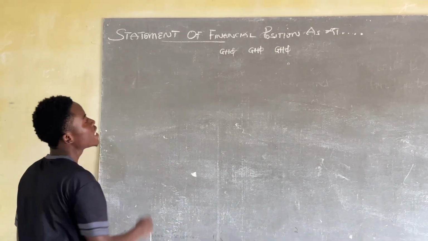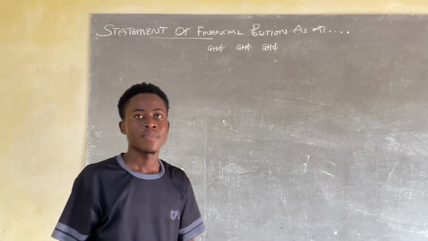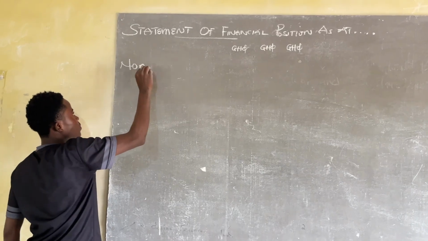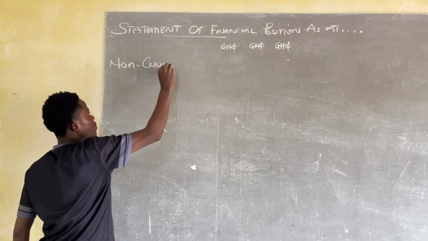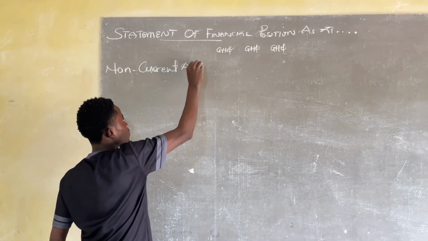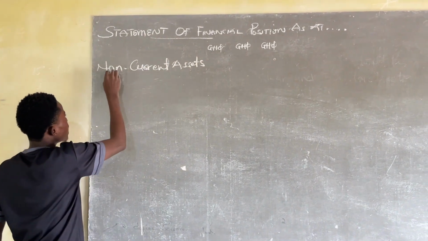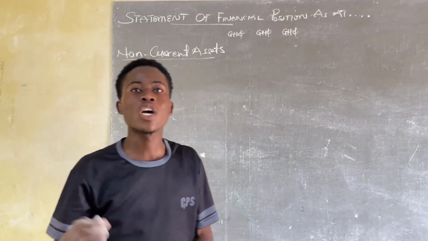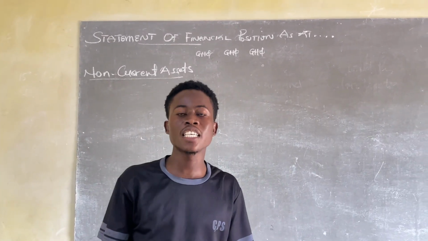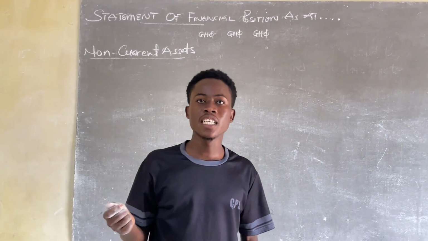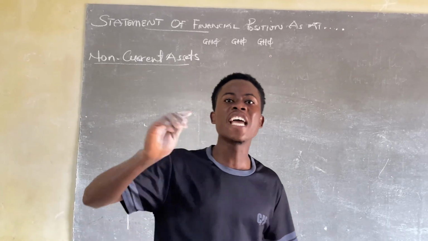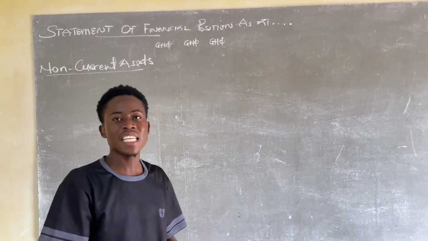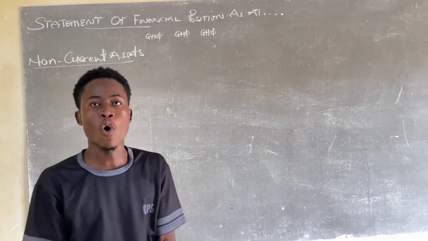Now, to prepare a financial statement, we first have to look at the non-current assets of the organization. When we talk about non-current assets, we want to look at the items that stay very long in the organization. Ultimately, they spend over a year, or more than one accounting year, in the organization. And those are the items that are acquired by the owners of the organization.